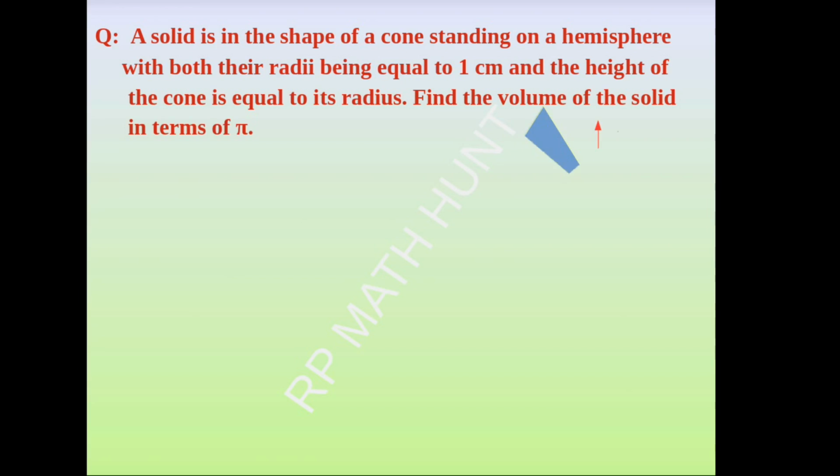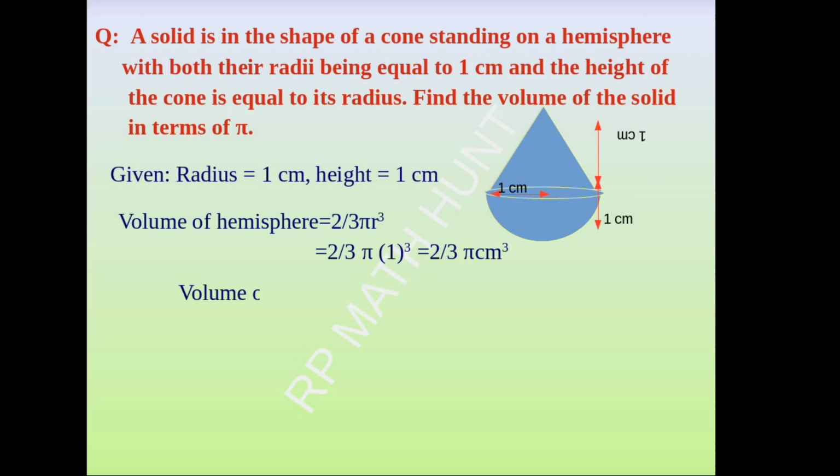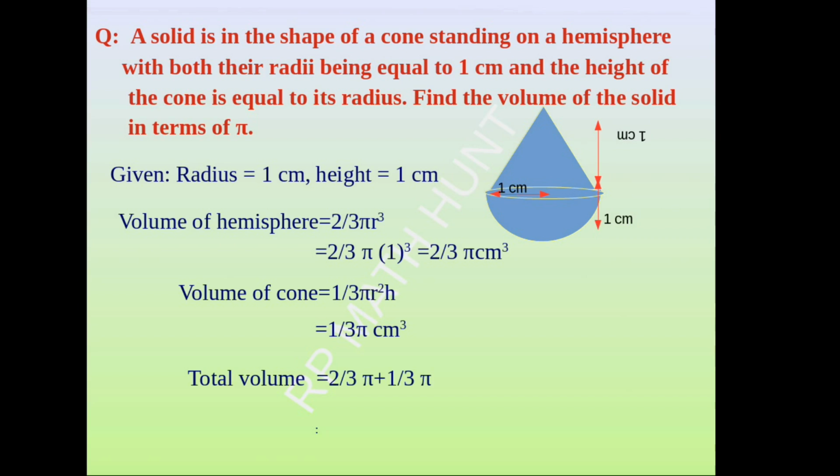Now, volume of hemisphere is equal to 2 by 3 pi r cube. 2 by 3 into pi into 1 cube is equal to 2 by 3 pi. Volume of cone is equal to 1 by 3 pi r square h, equal to 1 by 3 pi centimeters cube. Now, total volume is equal to 2 by 3 pi plus 1 by 3 pi, equal to 3 by 3 pi centimeters cube, equal to 1 pi centimeters cube.